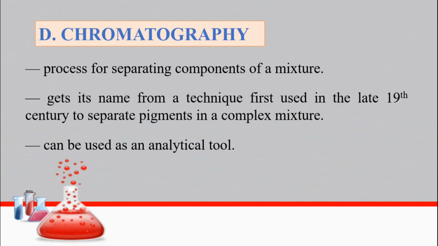The fourth method of separating mixtures is chromatography. Chromatography is a process for separating components of a mixture. To get the process started, the mixture is dissolved in a substance called the mobile phase, which carries it through a second substance called the stationary phase.